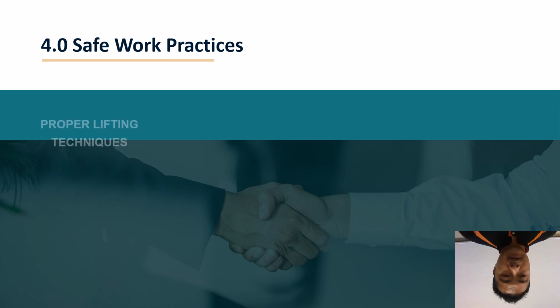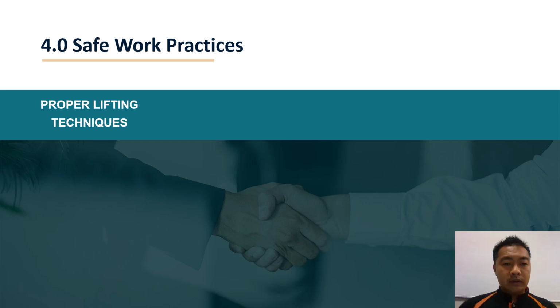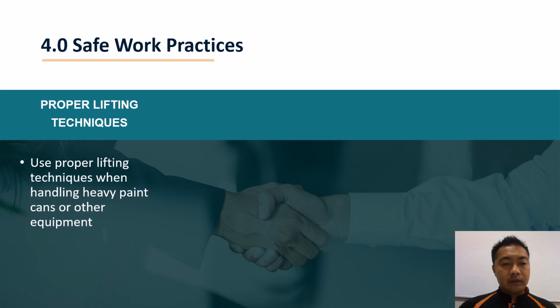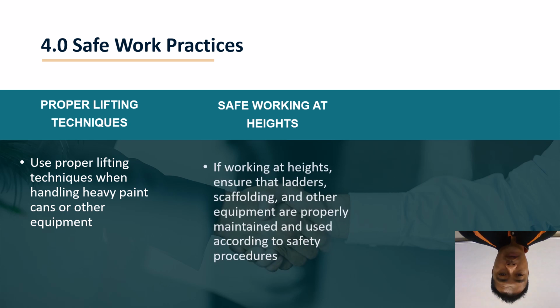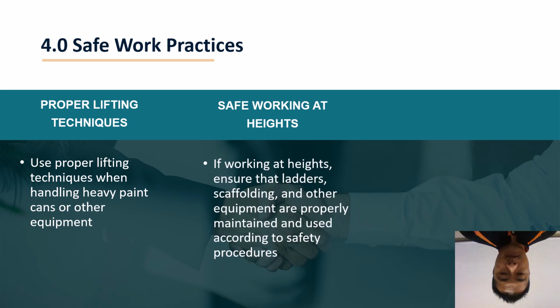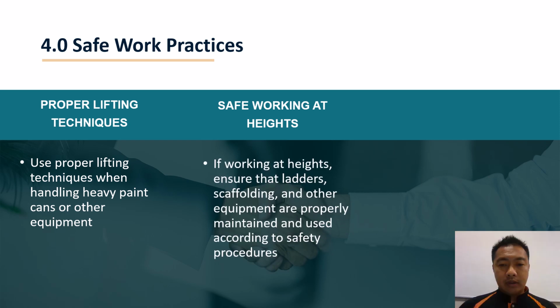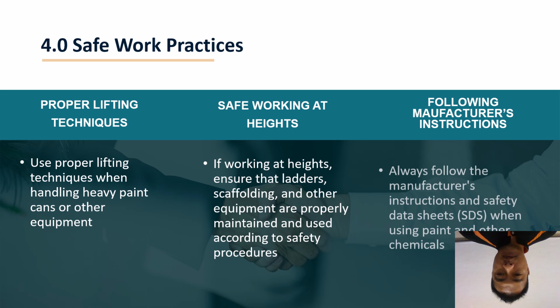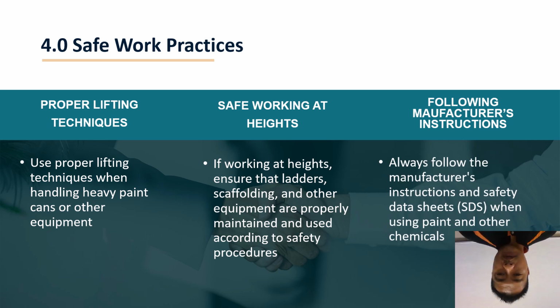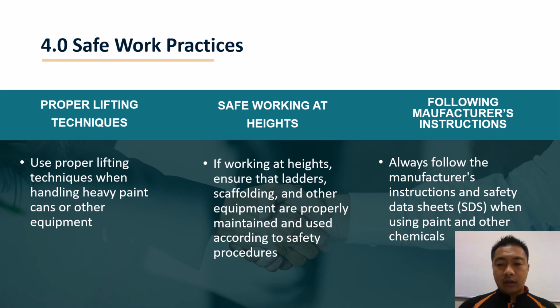4.0 Safe work practices. Proper lifting: use proper lifting technique when handling heavy paint cans or other equipment. Safe working at height: if working at height, ensure the ladders, scaffolding, and other equipment are properly maintained and used according to safety procedures. Following manufacturer instructions: always follow the manufacturer instructions and safety data sheet when using paint and other chemicals.